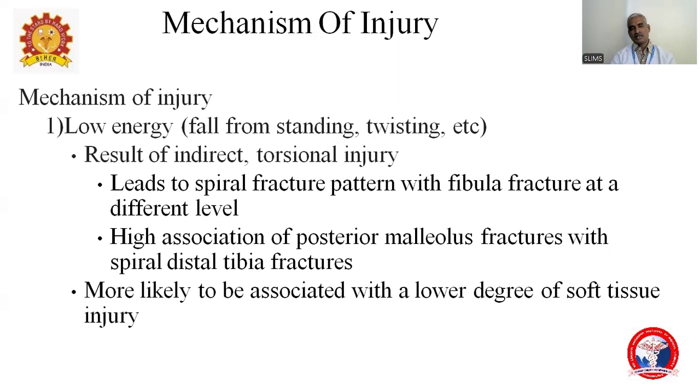Till now we know the anatomy of the tibia and fibula, the muscles, and the compartments formed around the tibia. Now, what is the mode of injury, for the younger and for the older patients? The mechanism of injury is usually low energy for older patients, resulting from an indirect or torsion injury, as I told you, a twist injury to the leg. It leads to a spiral fracture pattern with the fibula fracture at a different level. It is usually associated with a posterior malleolus fracture with the spiral distal tibia fracture. It is more likely to be associated with a low degree of soft tissue injury.